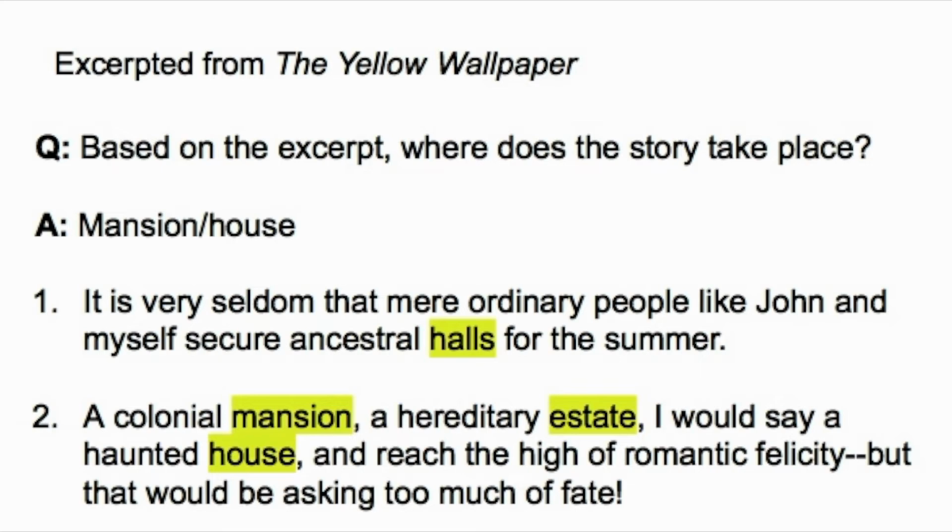All right, so it goes on in section 2 to say a colonial mansion, a hereditary estate. Estate is another word for a house. I would say a haunted house, right? So these words that I've highlighted are kind of your cues to understand that the story is taking place in a mansion or a house.